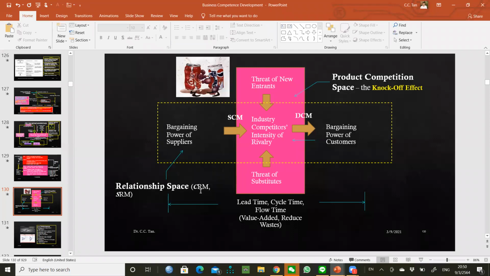So you need to build supply chain relationships and customer relationship management, and the ability to move from the supplier all the way to the customer. And that is also very important. That is the lead time, cycle time, flow time, and your value added and cost reduction. I mean, your waste reduction. So meaning value maximization.